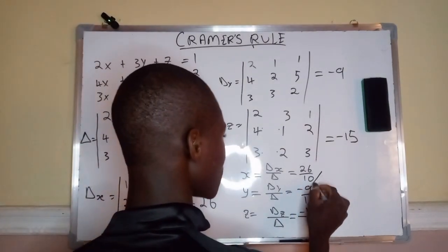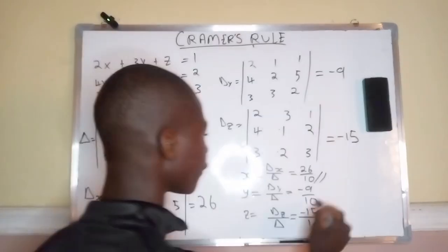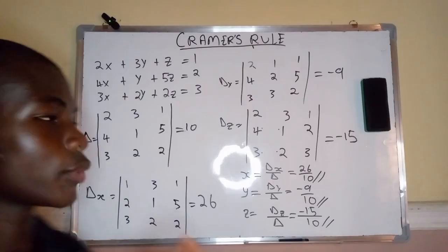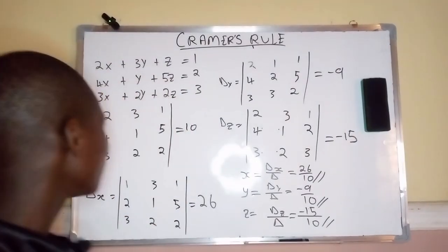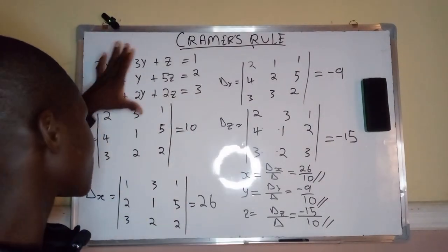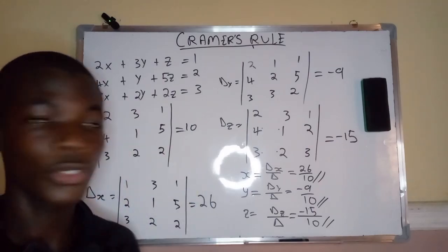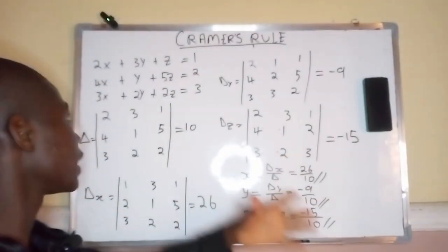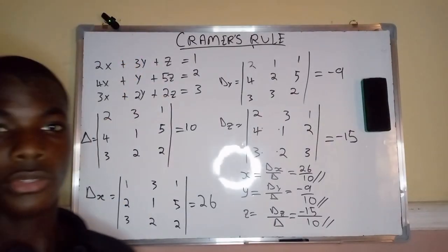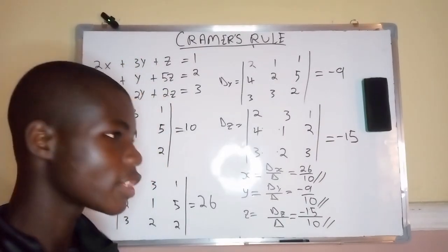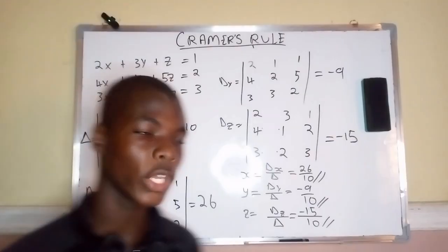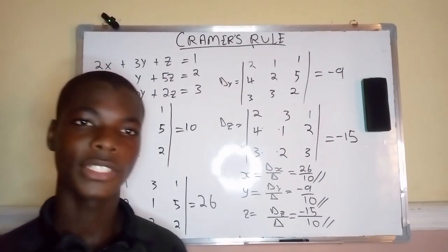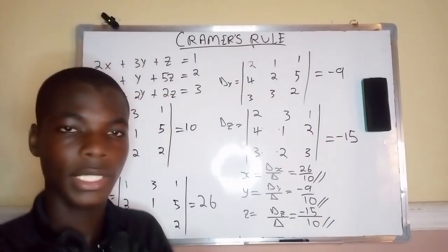So therefore, you can leave your answer like this. If you like, you can simplify it. This is Cramer's rule. So therefore, in this video, I solved the question using Cramer's rule, because you can also use Gaussian elimination or Gauss-Jordan elimination to solve this problem. So I hope this video is more clear and more helpful to you in Cramer's rule.